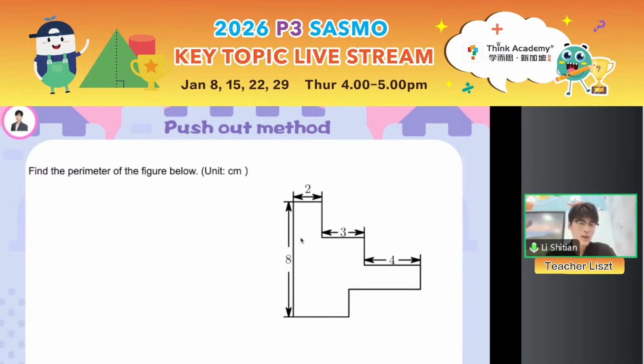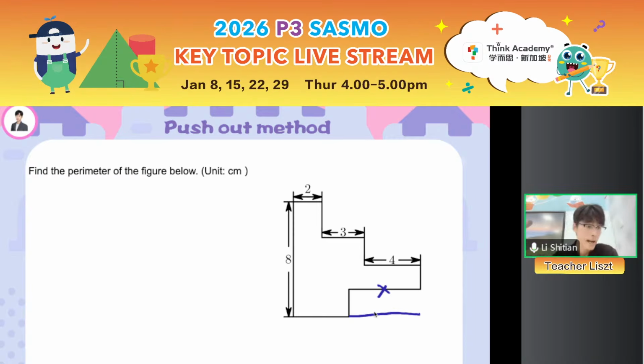Wow, it is really complex, right? So how can I use the push-out method in this shape? Let's see. For this short line, I need to move it where? Should I move it to the top? No, right? I need to move it to the bottom.